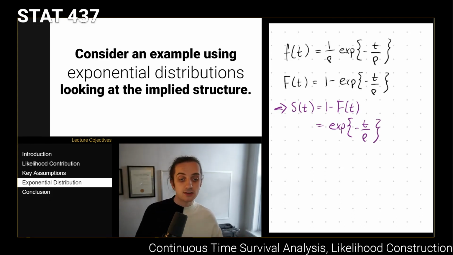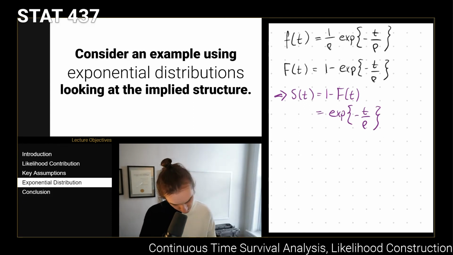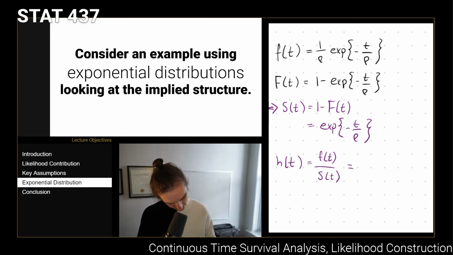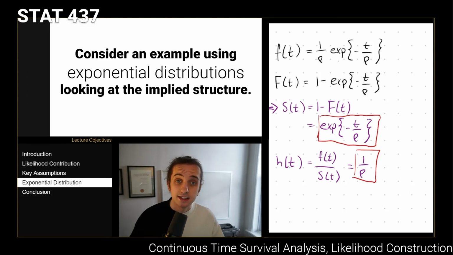Okay, and so then the hazard function, well, how can we get the hazard function? There's a few different ways. The easiest way, I think, based on what we have here, the hazard function is the ratio of our density to our survivor function. Okay, and if we take that ratio, what you can see is that this exponential term is going to cancel out of both, right? And so we're just going to be left with 1 over rho.